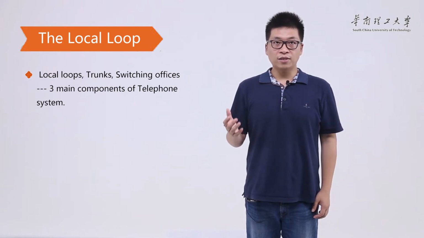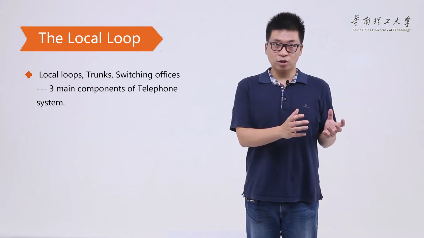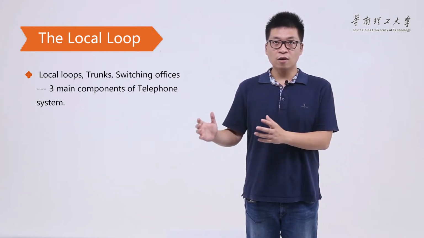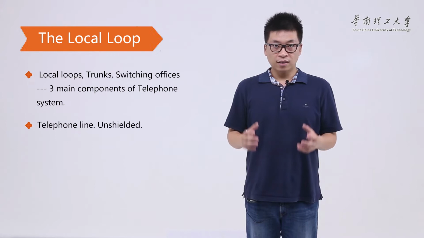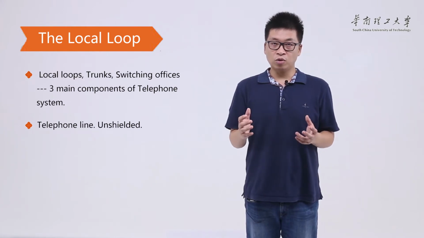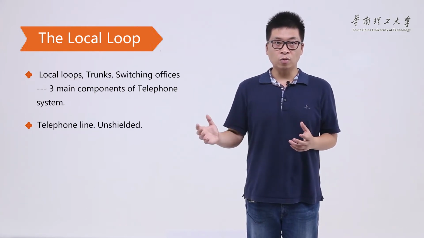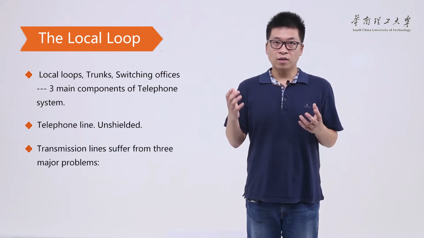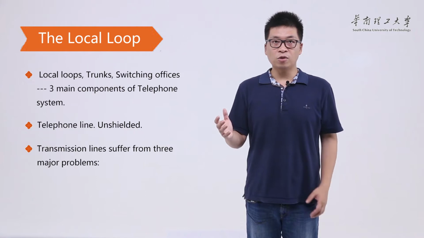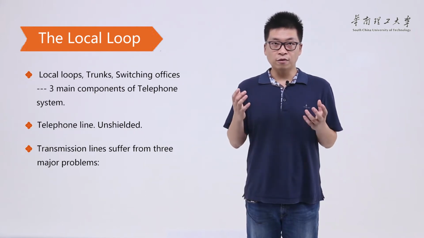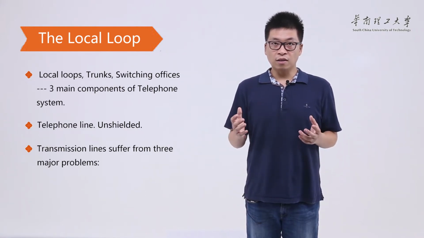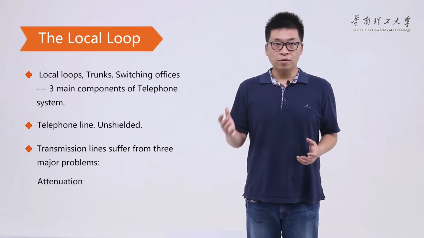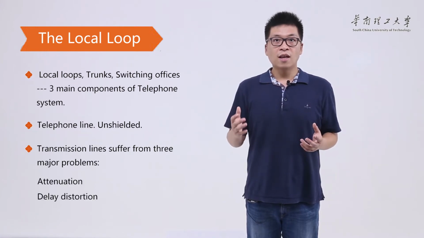Local loop, trunks, and switch offices are three main components of the telephone system. Local loop is the part connecting houses or businesses to the telecom company's device. Telephone line is the transmission media used in local loop, which is unshielded wire. Transmission lines suffer from three major problems, especially for unshielded wires. The three problems are attenuation, delay distortion, and noise.